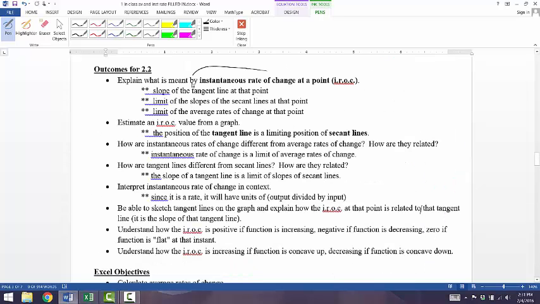So instantaneous rate of change, we could think of this in a few different ways that are phrased a little differently, but really they're all equivalent. Instantaneous rate of change is the slope of the tangent line at that point. Instantaneous rate of change is the limit of the slopes of the secant lines at that point. Instantaneous rate of change is the limit of the average rates of change at that point.